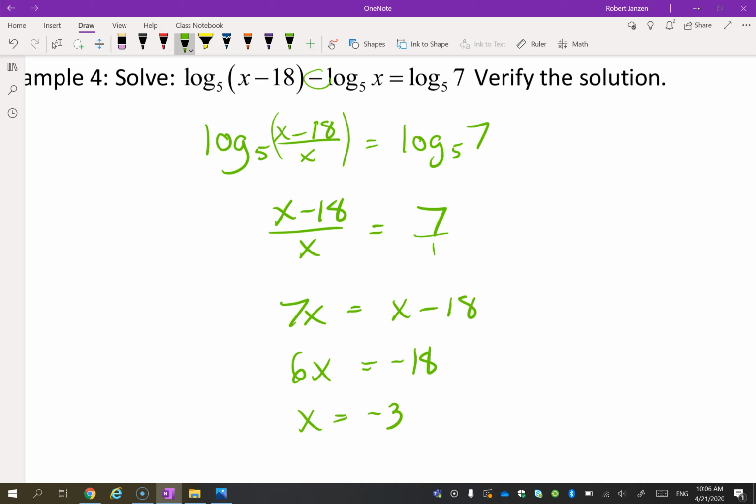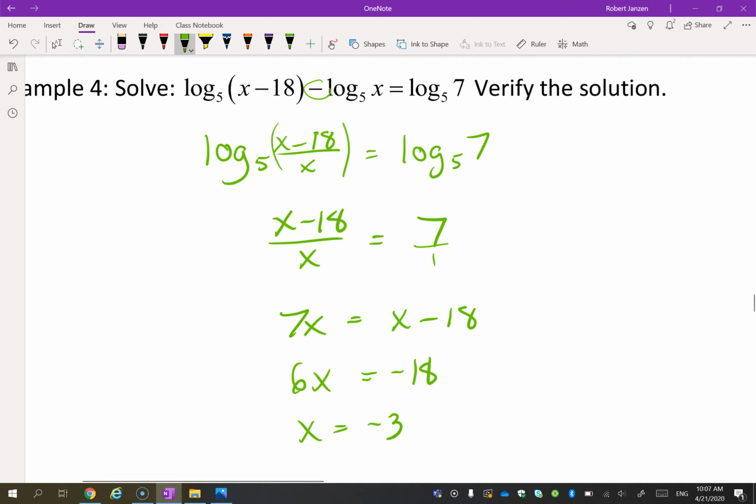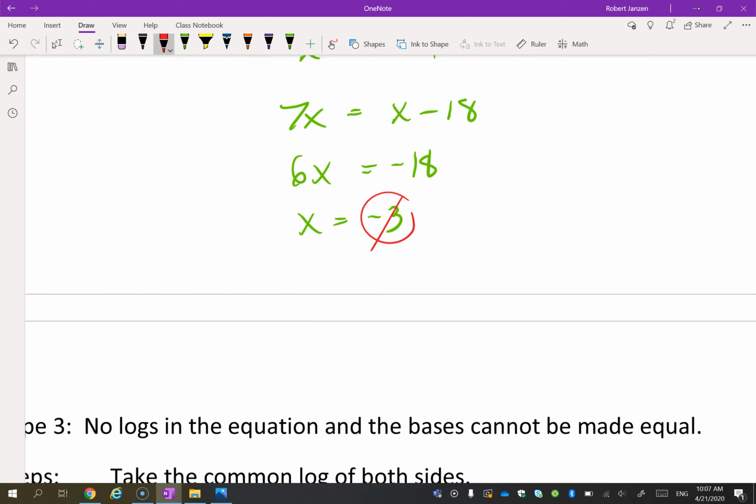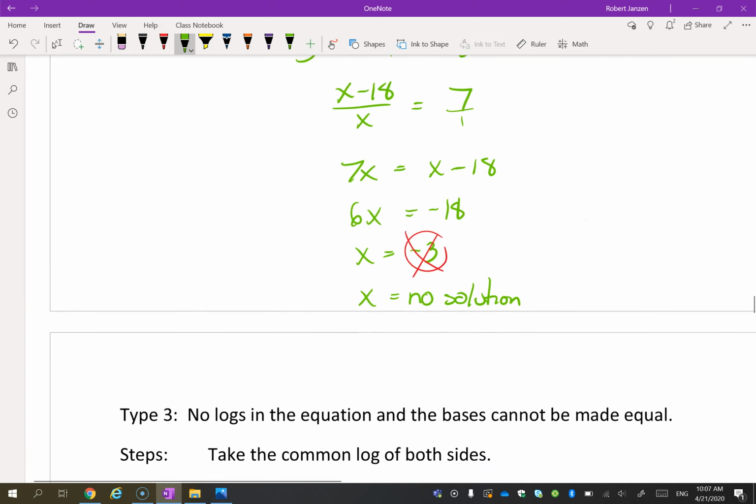x is negative 3. Is negative 3 okay? Is it okay if I put that here or here? Well, it's not. So we're going to cancel that out. What does that mean now? I've just canceled out the only answer I have. So this is no solution. So those are the first two types.